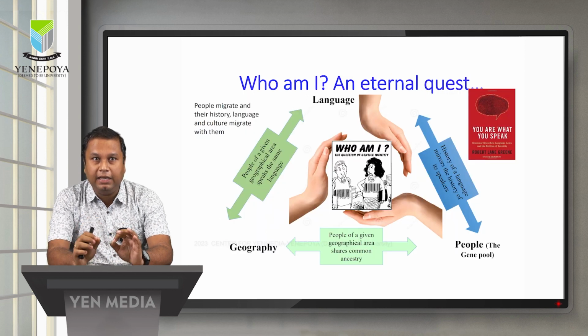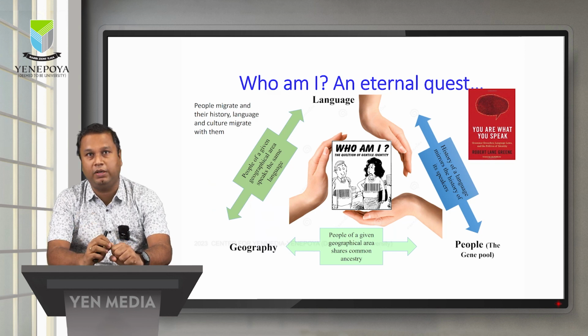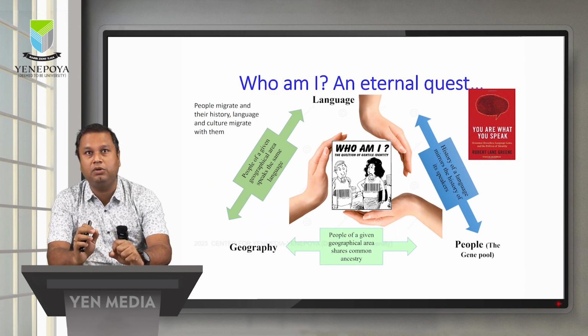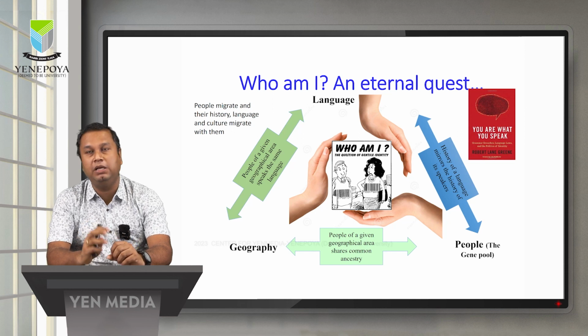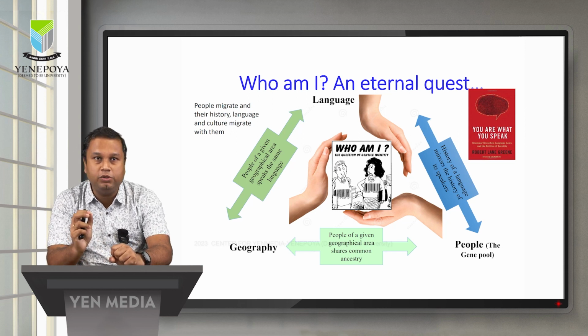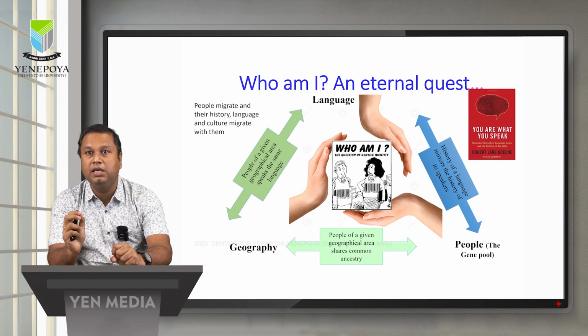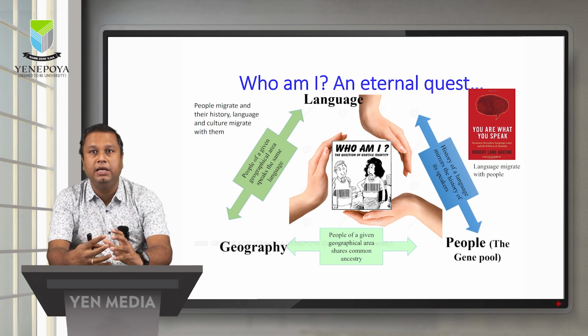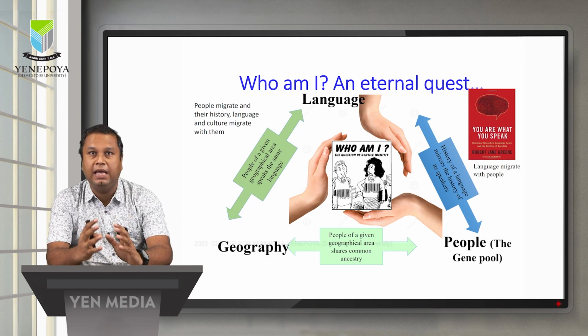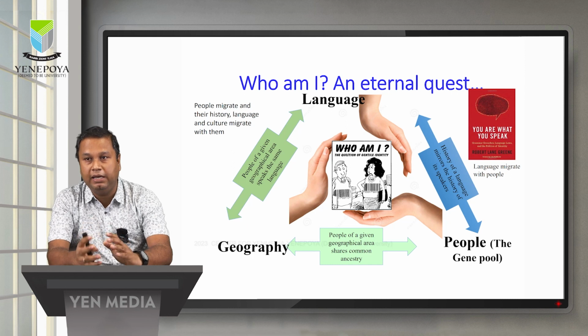The entire idea of population genetics starts from a very philosophical question: who am I? So if you ever asked yourself who you are, if you try to answer that, there will be three possible answers. One is the language you speak, two is the place you are born and brought up, and third is your unique gene pool. Basically, all these three together give you your uniqueness and make you different from the rest of the world.